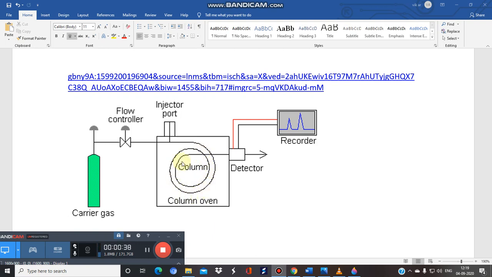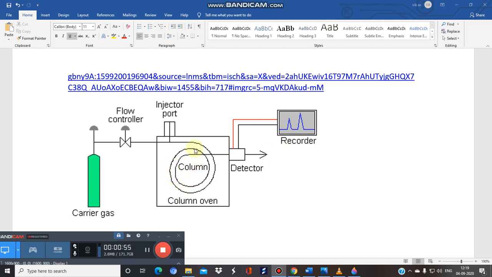The column is packed with the stationary phase. Stationary phase can be a liquid. When it is liquid, it is known as gas liquid chromatography. And when the stationary phase is a solid, it is gas solid chromatography. Of course, detectors are there, like the flame ionization detector, which is very frequently used, and of course the recorder.